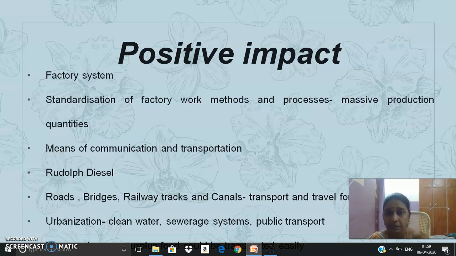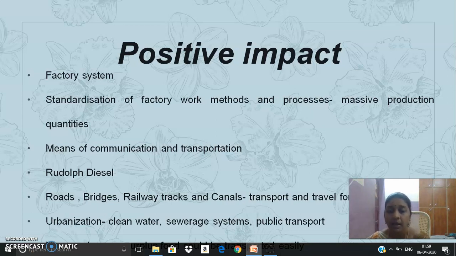People who had migrated from rural areas of England to urban areas, and the cities like Manchester, Birmingham and Leeds, could now find a positive air in urbanization and could get clean water, a sewerage system, and public transport.